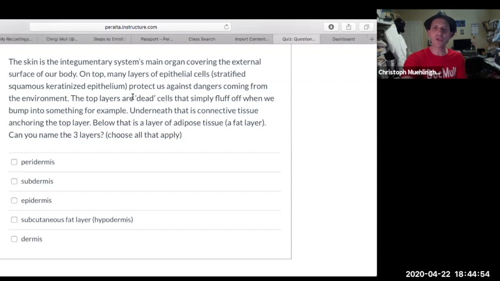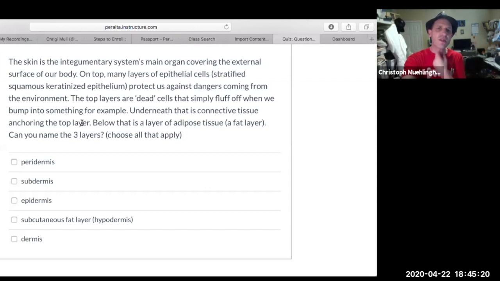The top layer are dead cells that simply fluff off when we bump into something, for example. And underneath that is connective tissue. Oh, I should have said underneath epithelial tissue is connective tissue anchoring the top layer, the epithelial tissue, to the bottom part of the body. That's not that well worded. But anyway, below that is a layer of adipose tissue, a fat layer.